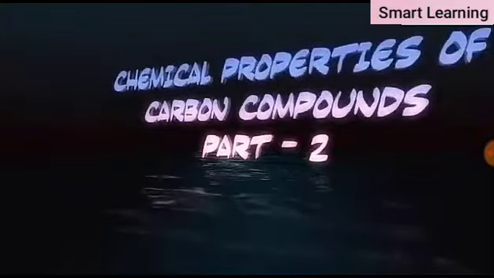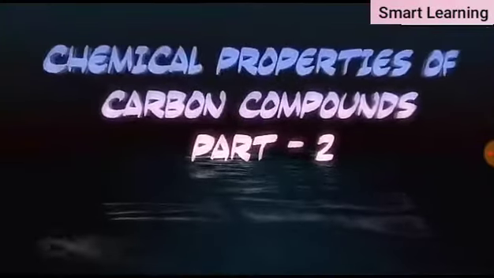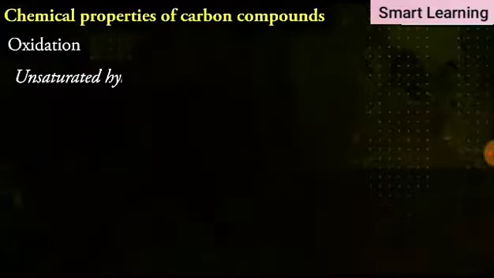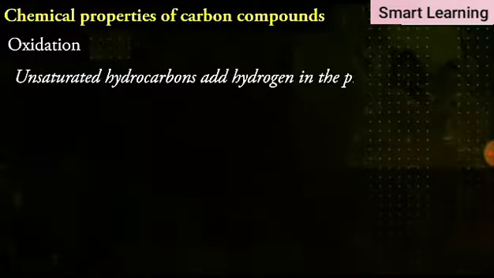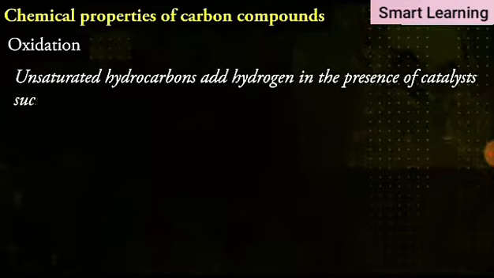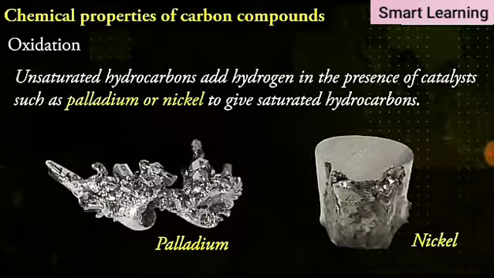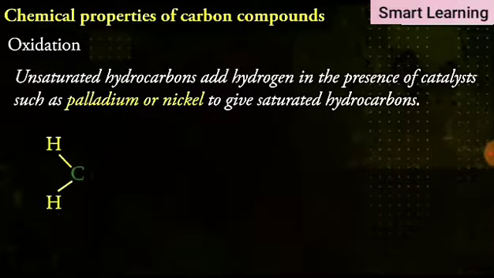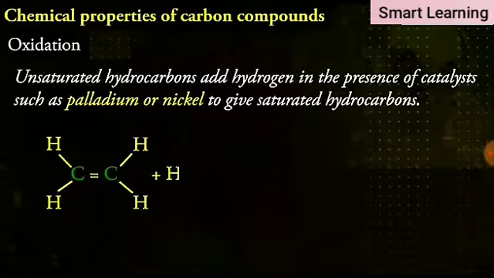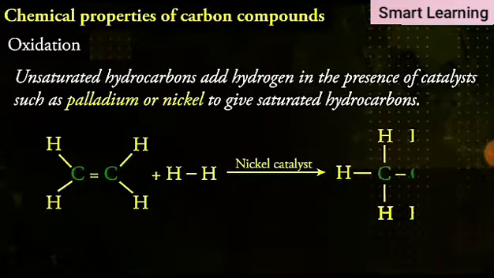Part 2. Unsaturated hydrocarbons add hydrogen in the presence of catalysts, such as palladium or nickel, to give saturated hydrocarbons. The reaction being C double bond C on reacting with H-H in presence of catalyst gives C single bond C.